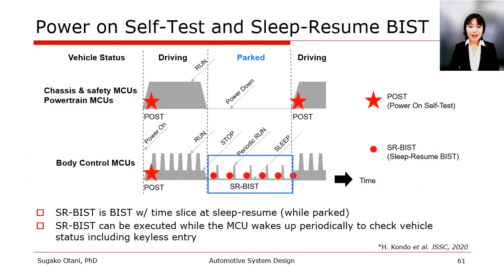In this figure, the upper row shows the field based on the chassis and safety MCUs and the powertrain MCUs. The lower row shows the field based on body-controlled MCUs. Once a vehicle is parked, the MCUs in the vehicle are powered down, namely the chassis and safety system and the powertrain system. On the other hand, the MCUs for the body systems are not powered down even while parked. Any opportunity to apply power-on self-test is lost.